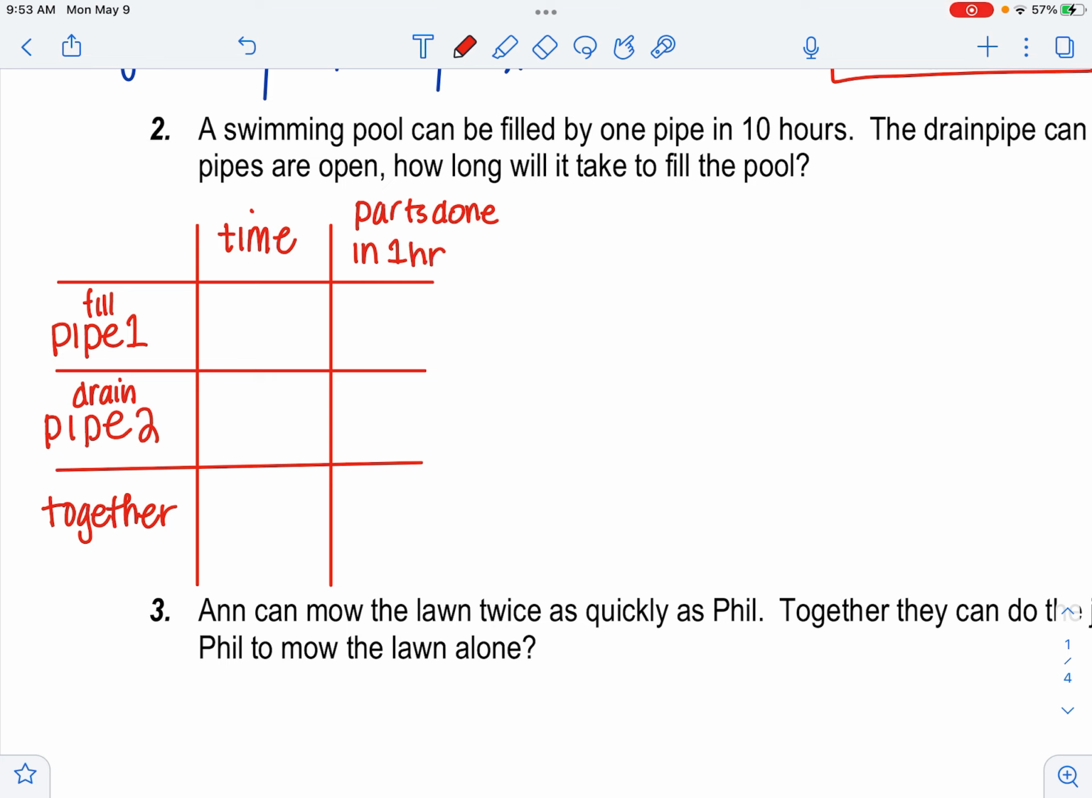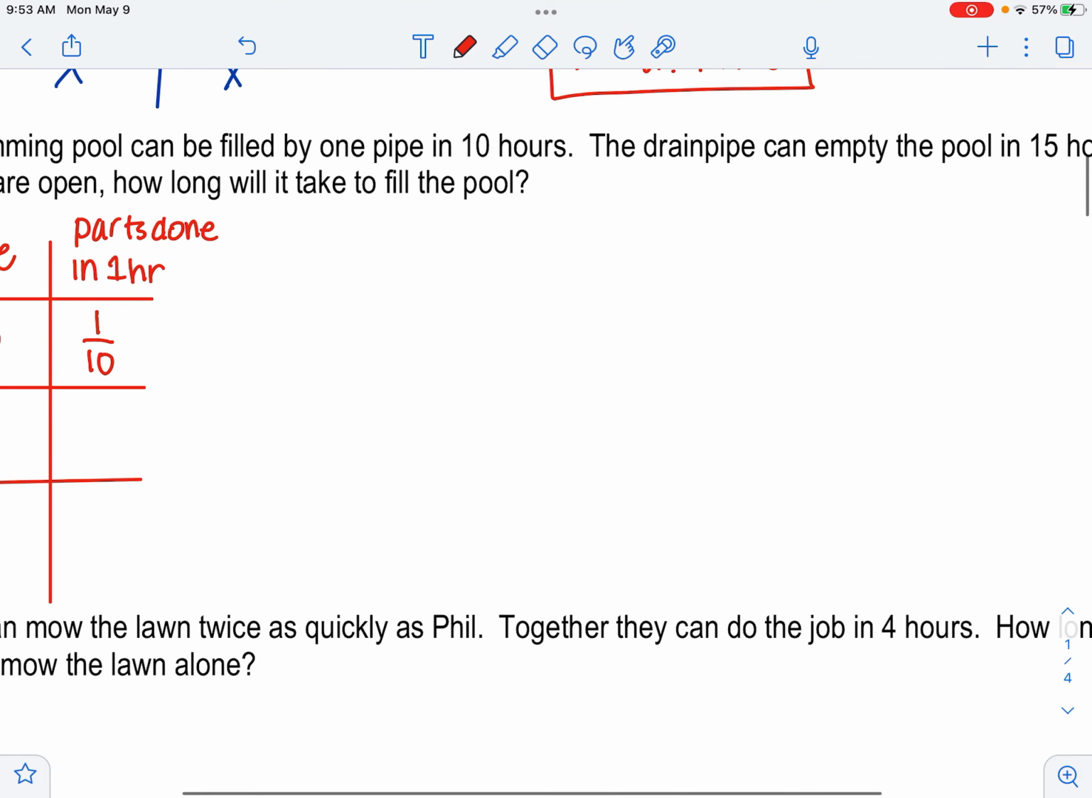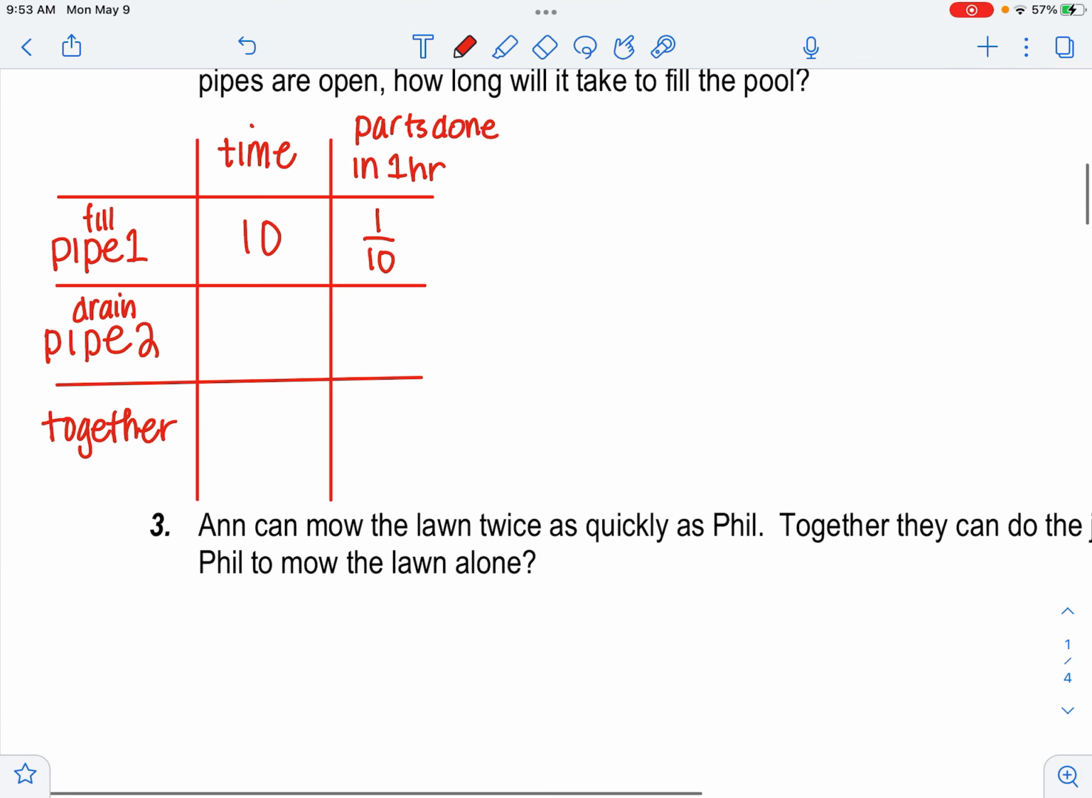All right, so let's read through this again. A swimming pool can be filled by 1 pipe in 10 hours. So the rate for the time that it's going to take to fill it is 10 hours. That means that the pool would be filled 1/10 of the way after an hour. Unfortunately, the drain pipe is open too. We don't want that open when filling a pool, but it is. So the drain pipe, it takes 15 hours to drain it.